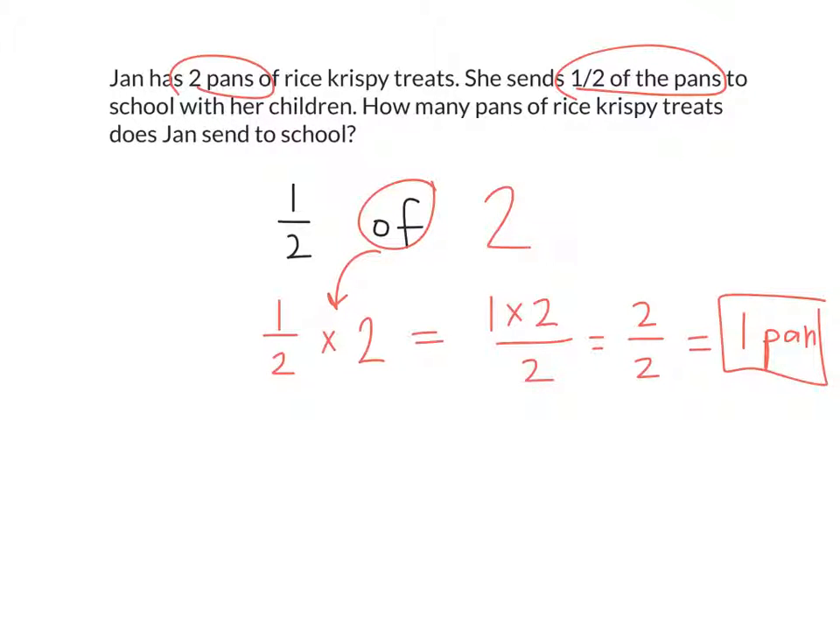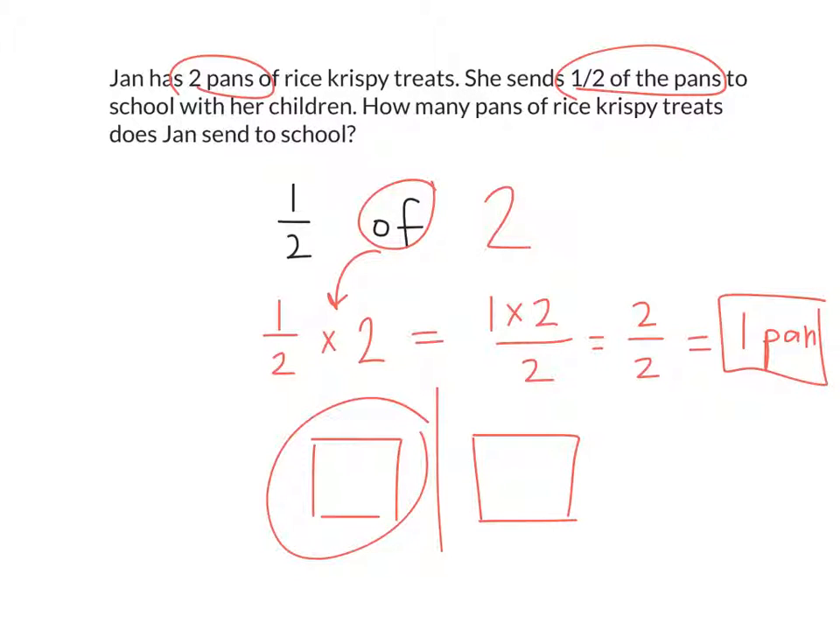But what if I want to use pictures? Because today's math goal says I can use pictures. Well, I'm going to draw 2 pans. Here's 1 pan. Here's another pan. I'm going to split them into 2 equal groups and show that 1 pan is going to school. Go ahead and make sure you have your math and your pictures all drawn.